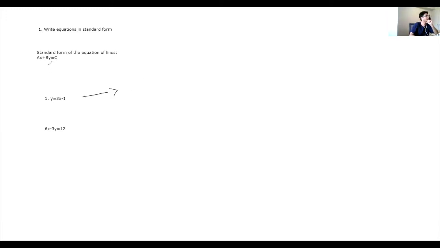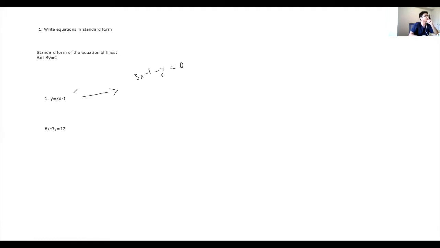So we're going to have to do some things to it to make it look like that. I notice I need my x and my y on the same side. So what I'm actually going to do is bring that y to the other side by subtracting y on both sides. So I'm going to have 3x minus 1 minus y, and that will be equal to 0.